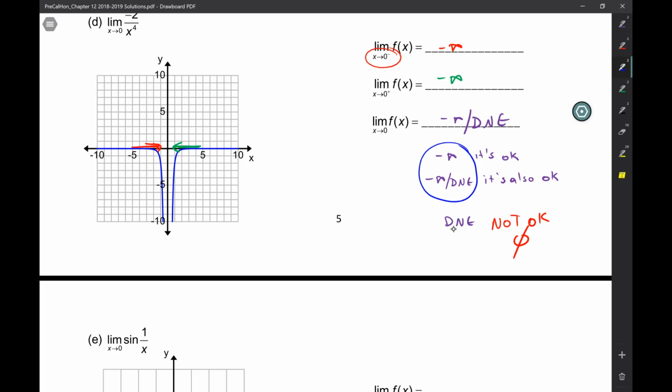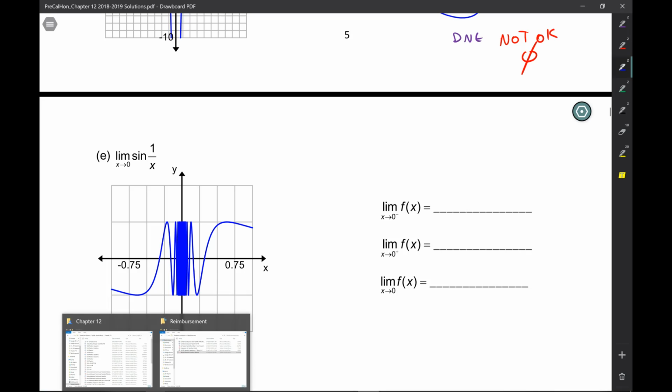Negative infinity or negative infinity slash DNE, negative infinity parentheses DNE, whatever. Because I want to stress that those two can go together, I'm going to require that you write it this way. Mathematically, this is also acceptable, but personally, I'm going to require this one, on a quiz.